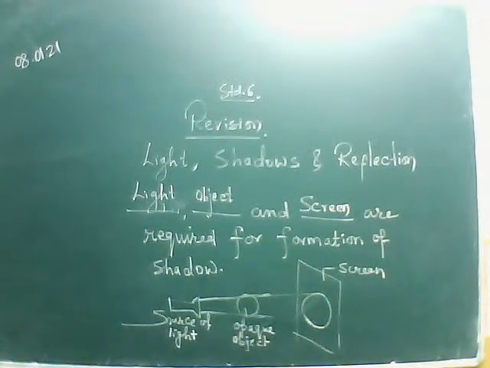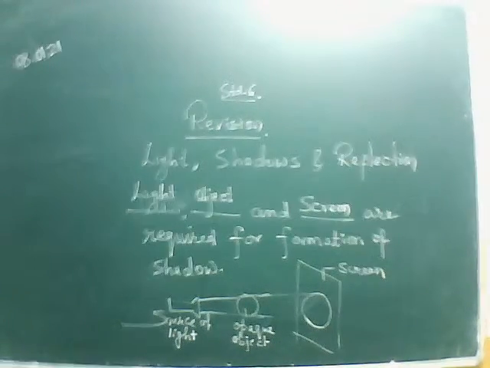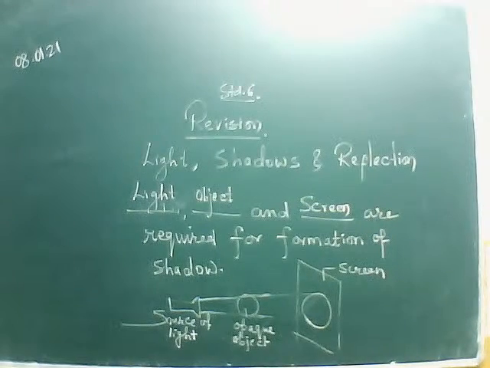Now, if a bird is flying, we can't see its shadow on the ground, isn't it? Because the source of light is there, the opaque object is there, but the screen is not there, so we can't see the shadow. Here we find these three things are required.